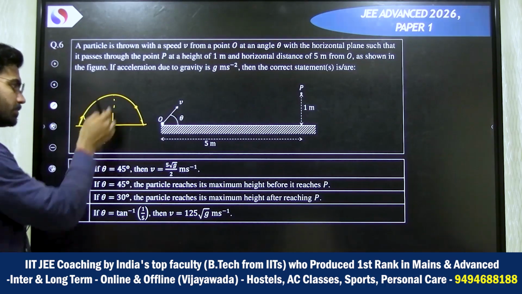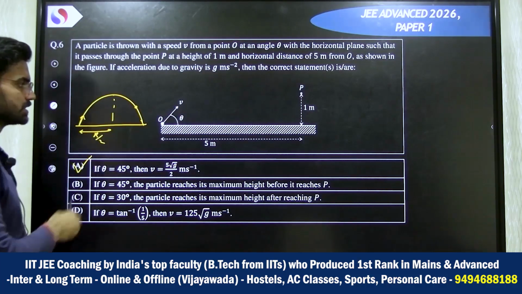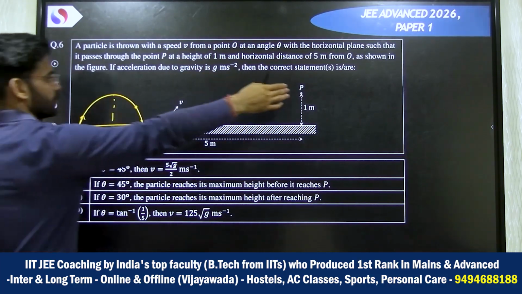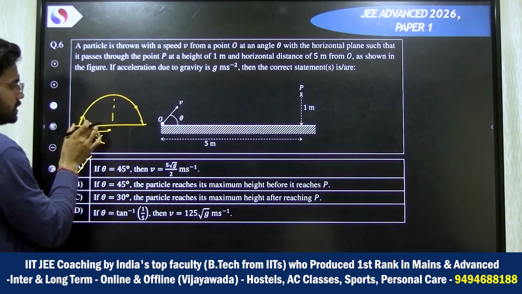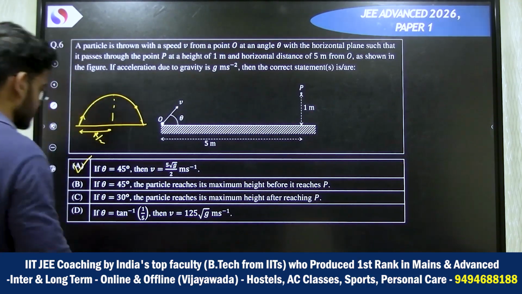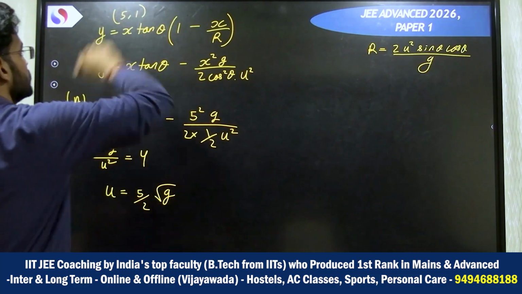Range is r, so at r by 2 he will reach the maximum height. If the x value 5 is more than r by 2, then it is passing through P after reaching the maximum height. And if point P is here, then 5 will be smaller than r by 2, correct? So why am I solving for r? Because r I have, right?